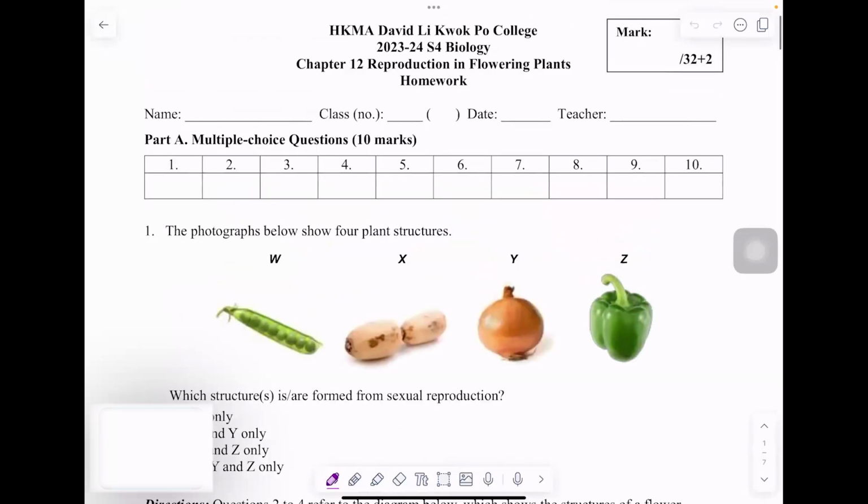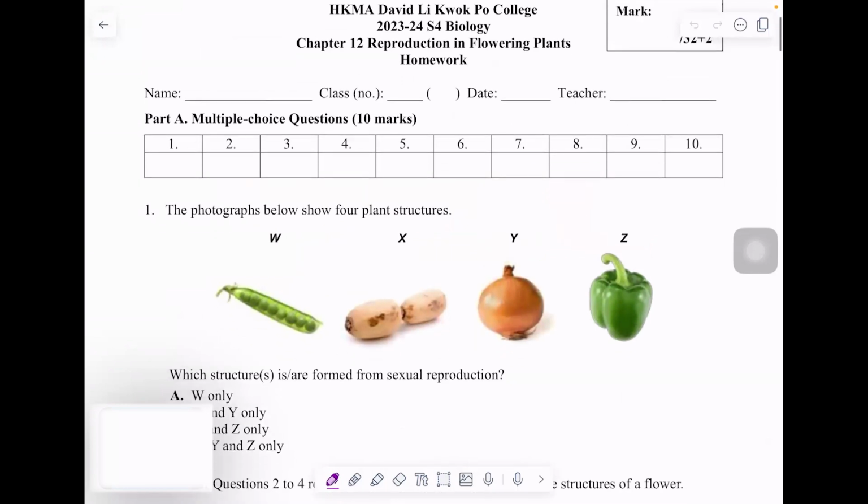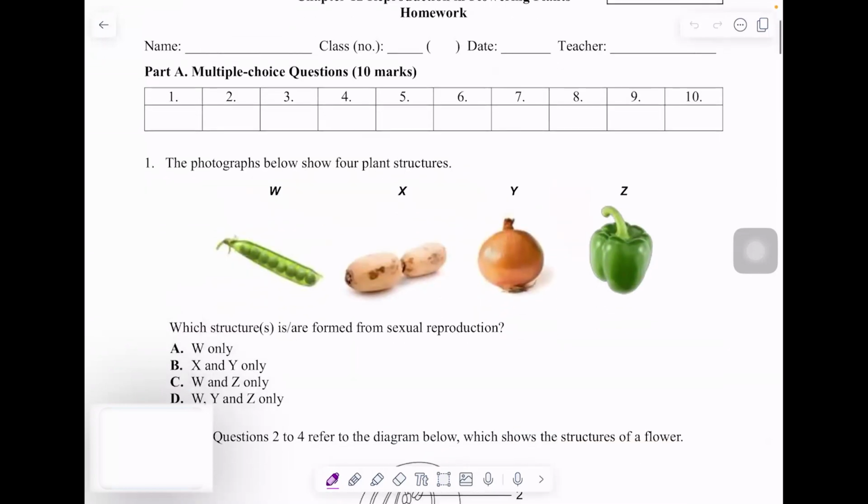Okay, so I understand that maybe some students were absent on the dates that I did the debriefing on chapter 12. So in this case, I will try to quickly debrief the homework of chapter 12, so you can use it as a revision or a recap.